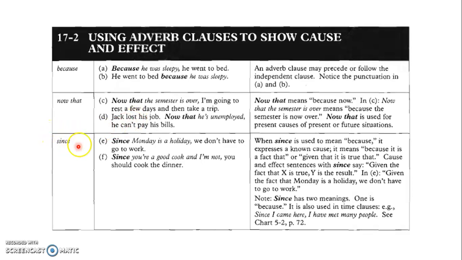You can also use since. Since Monday is a holiday, we don't have to go to work. When since is used to mean because, it expresses a known cause. It means because it is a fact, or given that it is true that. So the fact is Monday is a holiday. The result: because of the holiday, we don't have to go to work.